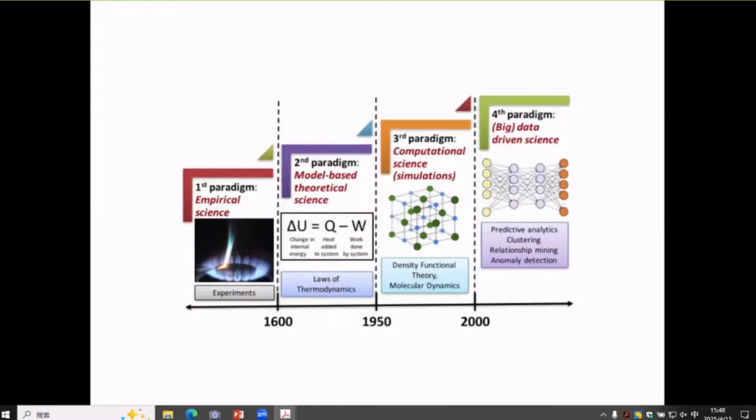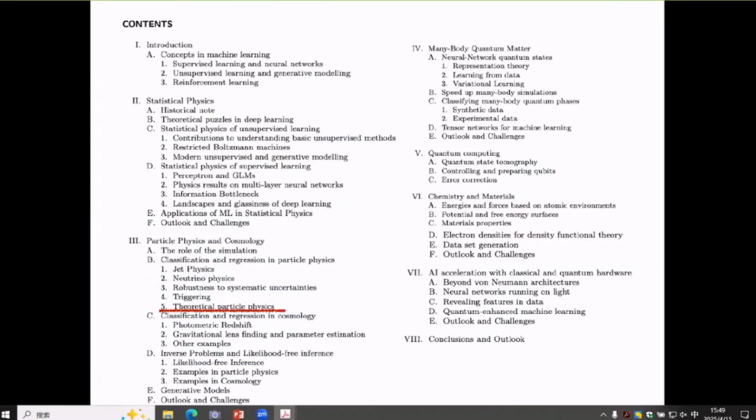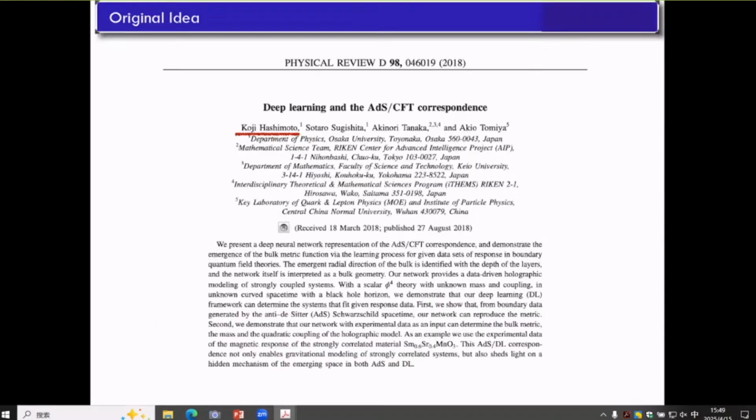So normally when we study science, we are very familiar with model building, or sometimes we use very big supercomputers. And now, in a supercomputer, we also can use machine learning type understanding. And machine learning is now also used in string theory. This is a review paper for string theory, and here is deep learning, AdS/CFT holography, which says something about my talk here. And this is another review paper. Here there's theoretical particle physics, which is also using machine learning techniques.